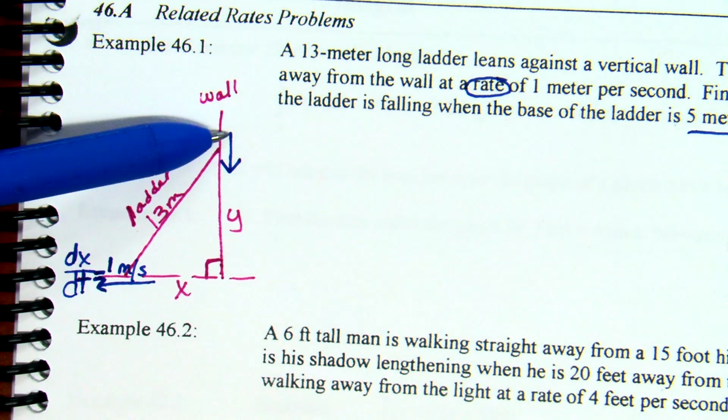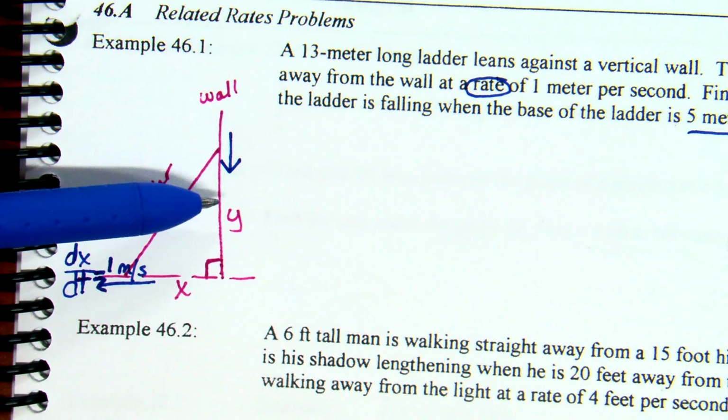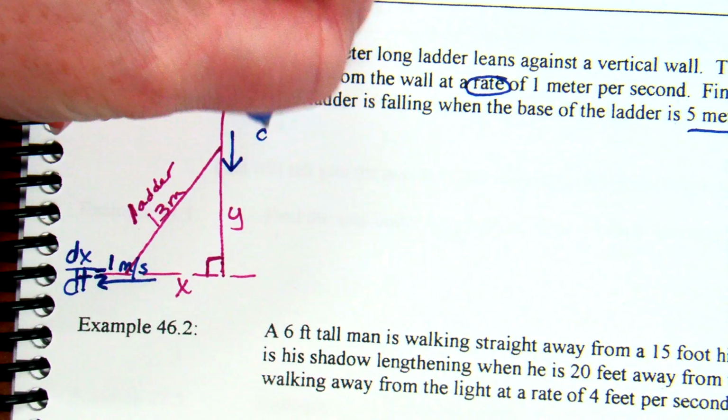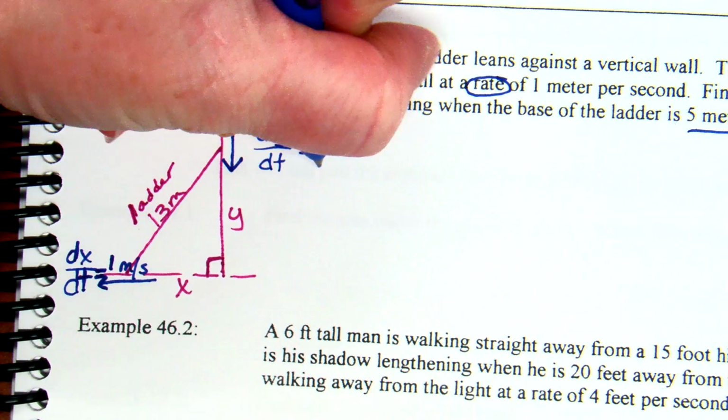Okay? Now, we're being asked to find the change of the vertical side, which means we're being asked to find the change of side y. So we're being asked to find dy/dt. That's our goal of this problem, to find dy/dt.